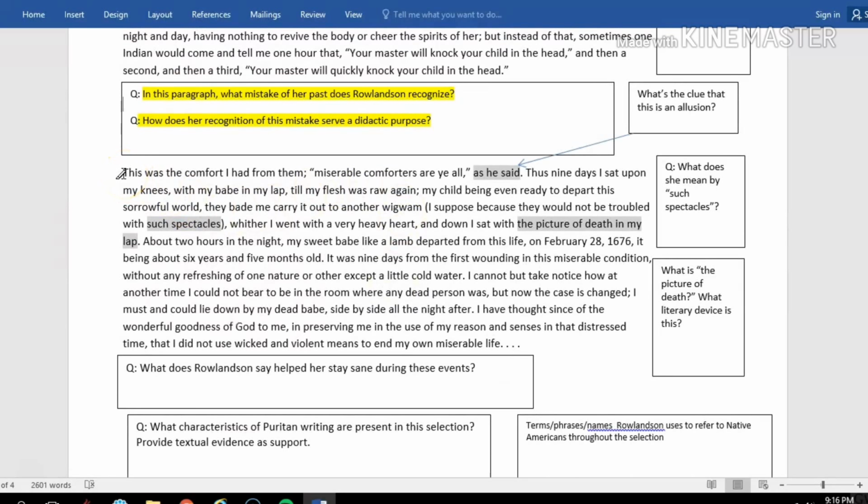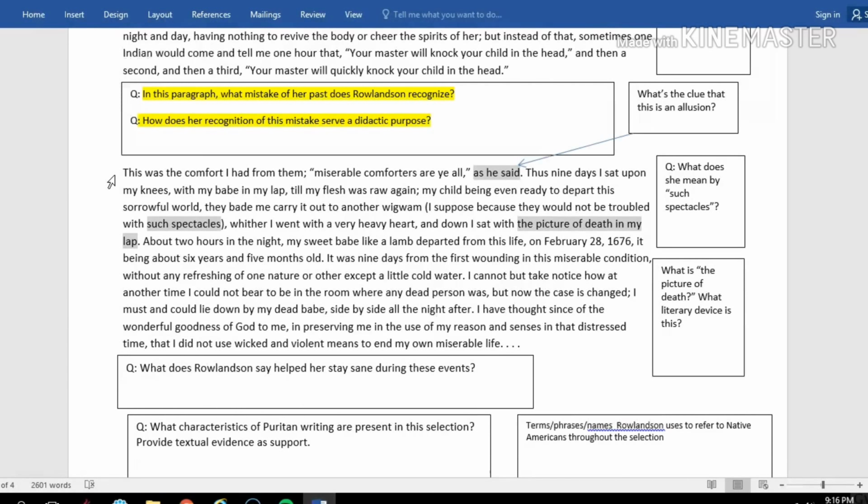This is the comfort I had from them. Miserable comforters are ye all. As he said, thus nine days I sat upon my knees with my babe in my lap, till my flesh was raw again. My child being even ready to depart this sorrowful world, they bade me carry it out to another wigwam, I suppose because they would not be troubled with such spectacles. Whither I went with a very heavy heart, and down I sat with the picture of death in my lap.